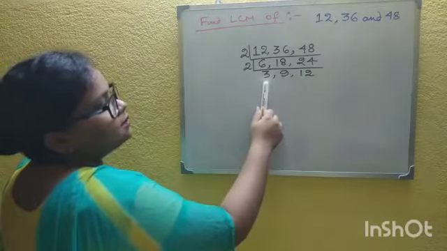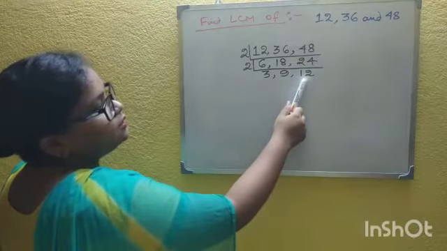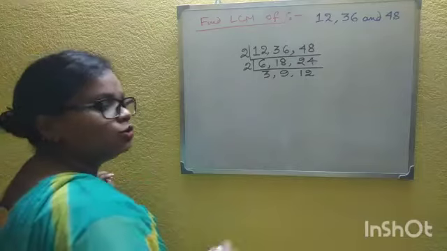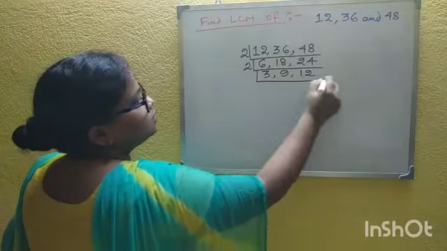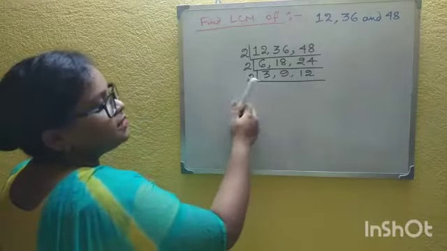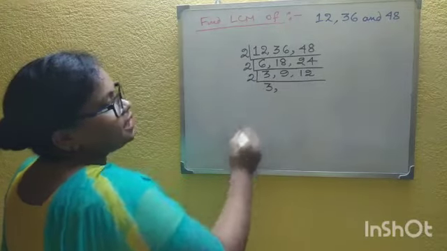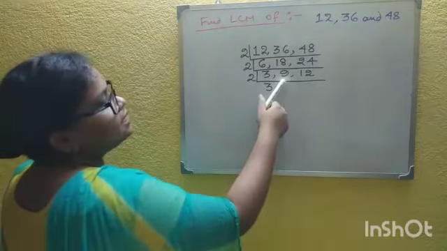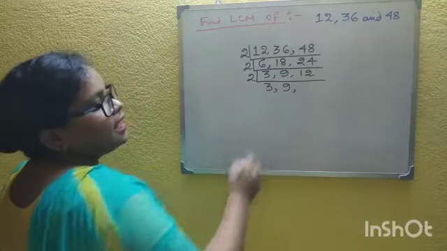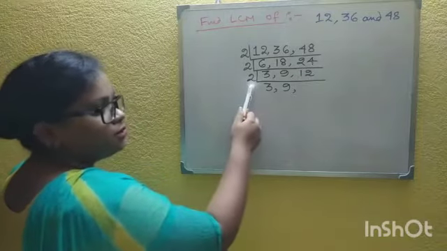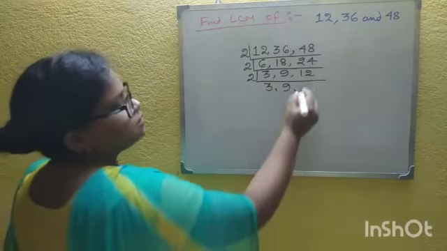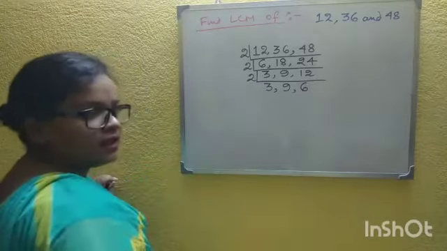Now among these three numbers, 3, 9 and 12, 12 is the even number, so it is divisible by 2. So we are going to write 2 here. As 3 is not divisible by 2, we are going to write 3 as it is. Again 9 is not divisible by 2, so we are going to write 9 as it is. And 12 is divisible by 2, so after dividing, we will get 6. So we will write 6 here.